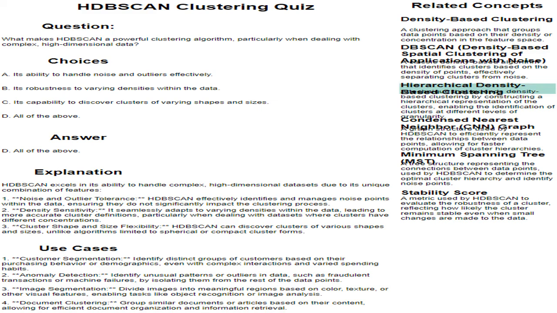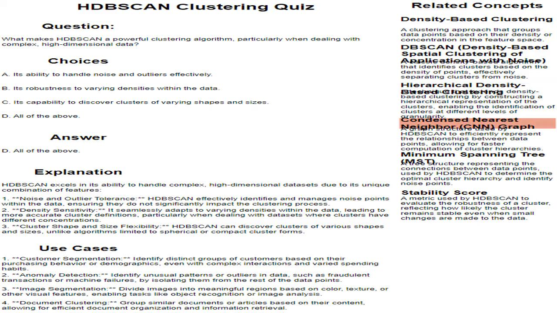Hierarchical density-based clustering is a technique that extends density-based clustering by constructing a hierarchical representation of the clusters, enabling the identification of clusters at different levels of granularity. HDBSCAN is an example of this approach. It builds a hierarchical tree structure, allowing analysts to explore clusters at various levels of detail and choose the most appropriate clustering for their analysis.